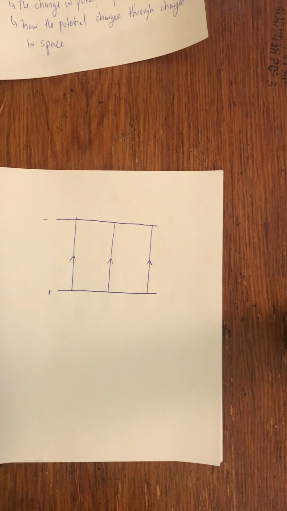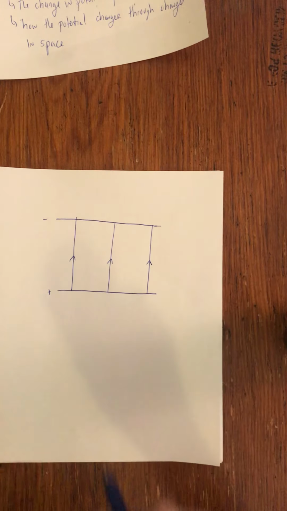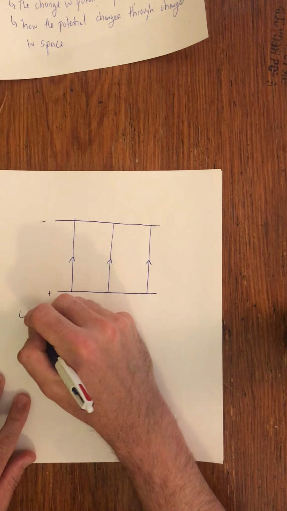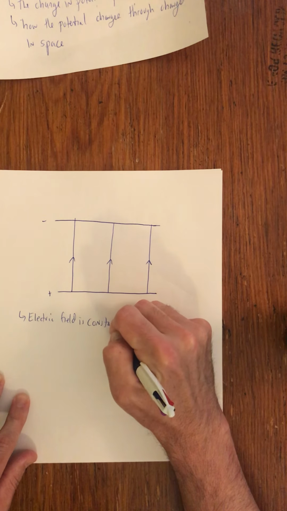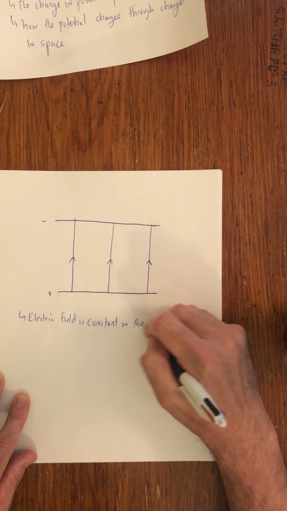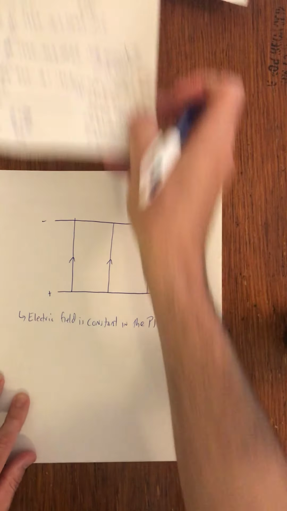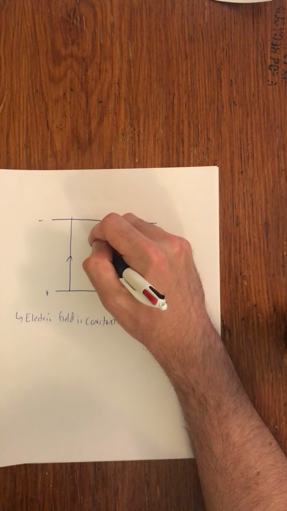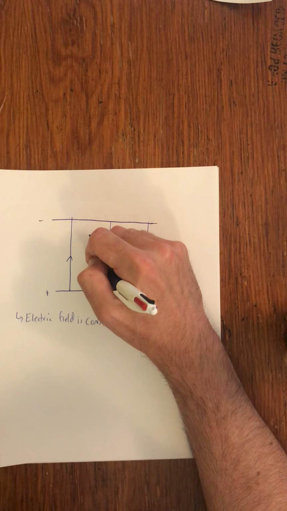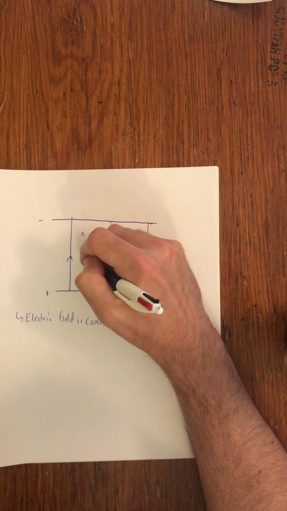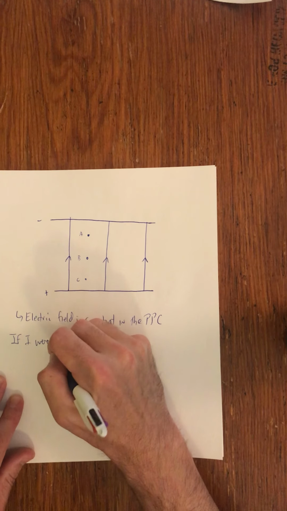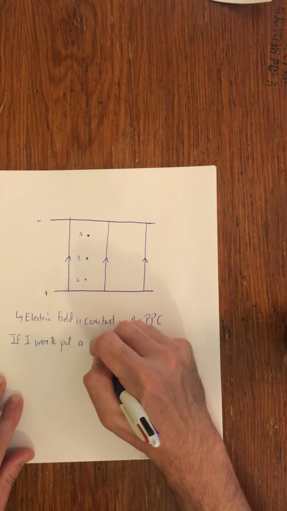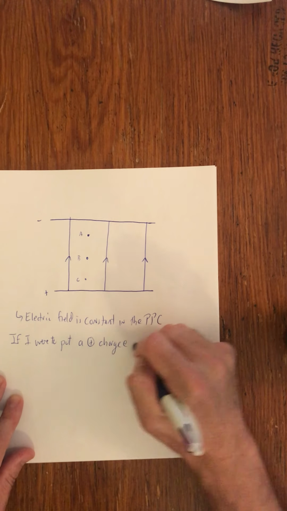And what we're going to do here is we're going to define all these things in terms of what's going on. Now, why are we using the parallel plate capacitor? Remember that the electric field is constant in the parallel plate capacitor. Because I want to make that analogy to here where the gravitational field was positive. All right, I'm going to pick 3 points in space in this field. A, B, and C.